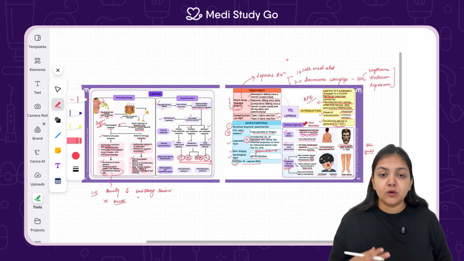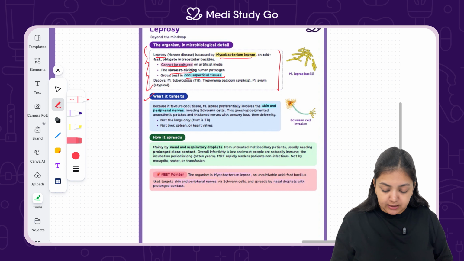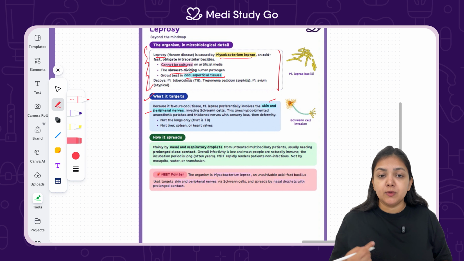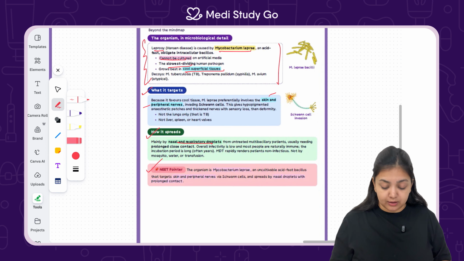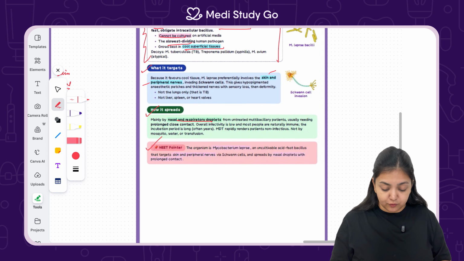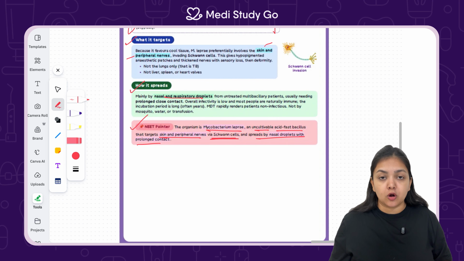You can get easy pointers. You don't need to write anything down or read any long paragraphs. Then what it targets: skin and peripheral nerves. It's going to be very quick revision for you. And after that, you can just jump on to the questions. How it spreads: by nasal and respiratory droplets. So the NEET pointer over here for you shall be: the organism is M. leprae, uncultivable acid-fast bacilli, which targets skin and peripheral nerves via Schwann cells, which are the cells of the nerves, and spreads by nasal droplets with prolonged contact.